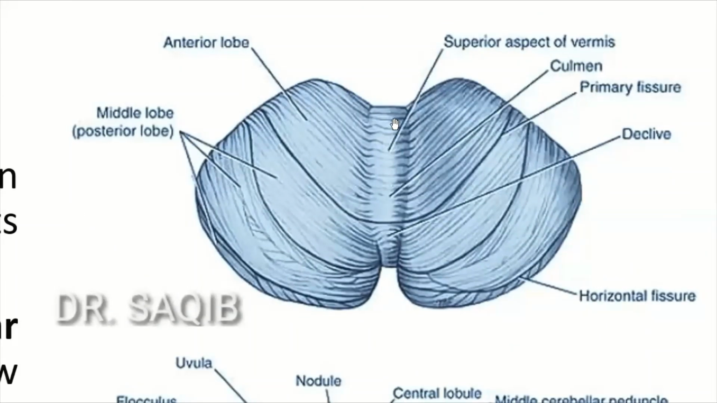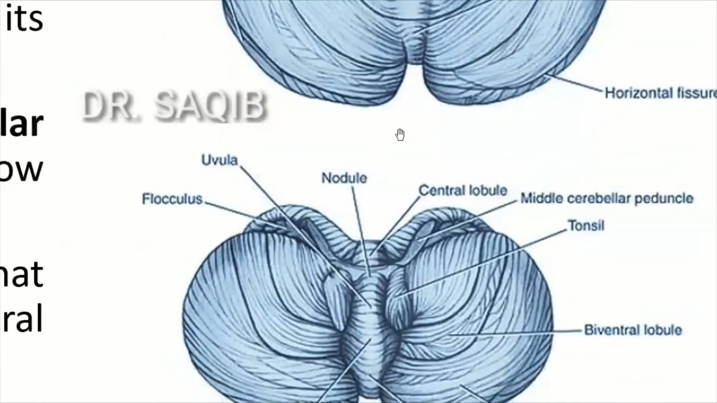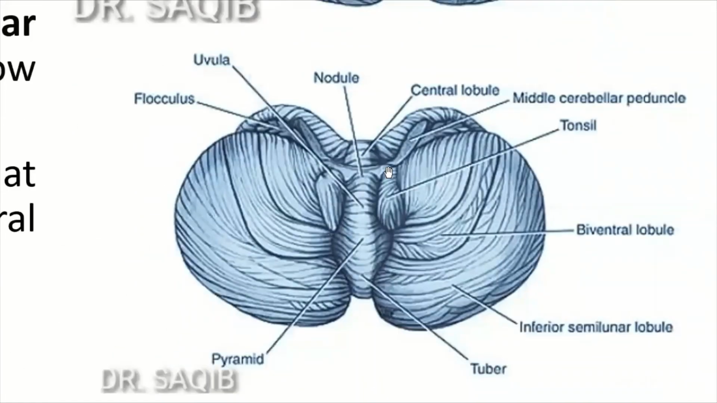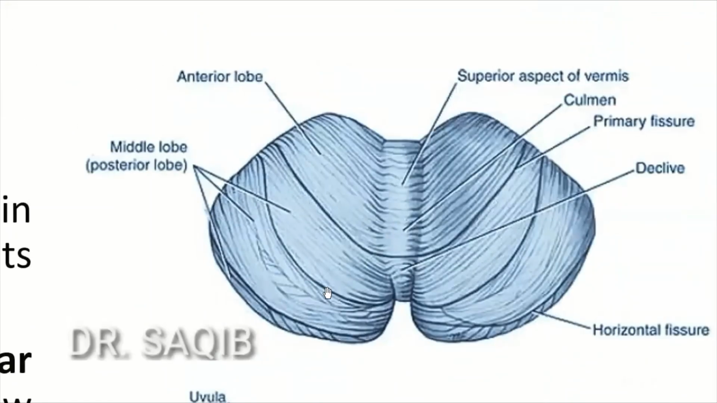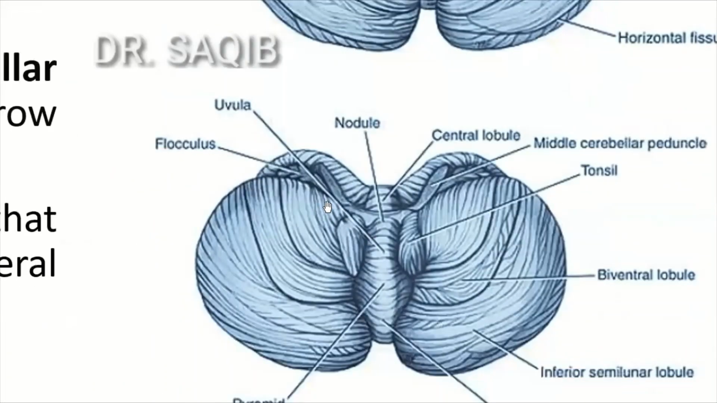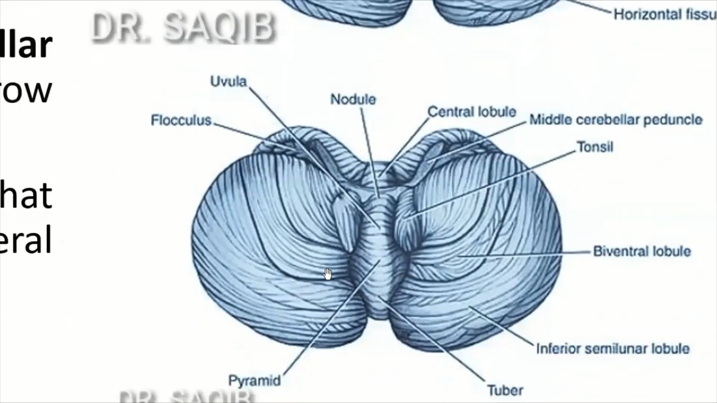So let me enlarge these two pictures for you. You see, this is the vermis, and this is one hemisphere, and this is the other cerebellar hemisphere. Above is the superior surface, and this is the inferior surface of the cerebellum. And here you see the tonsil, I told you already.